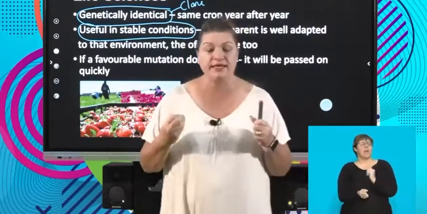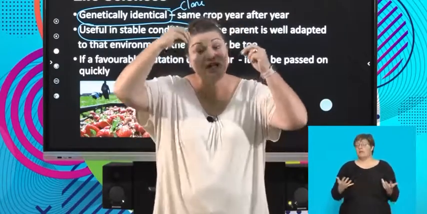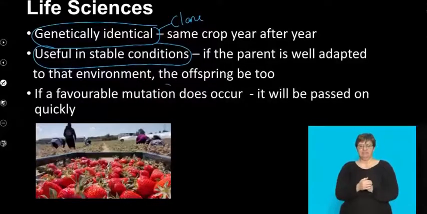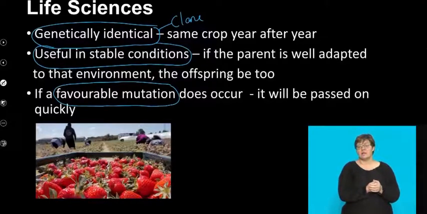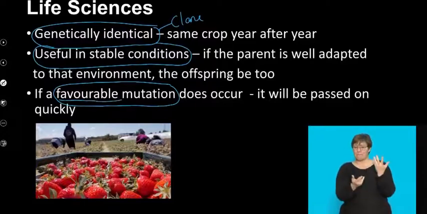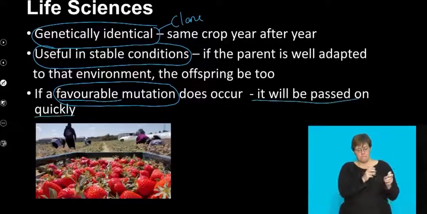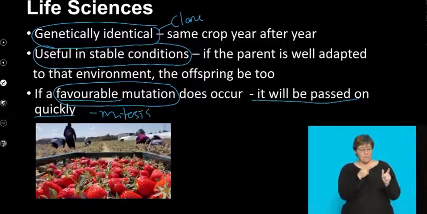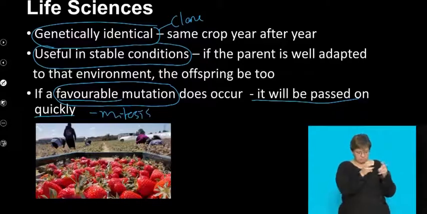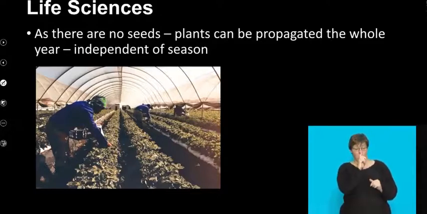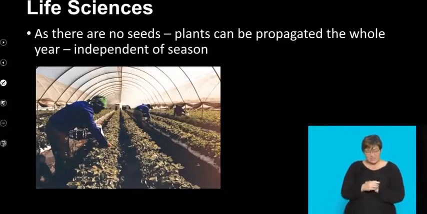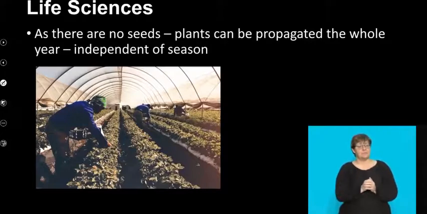So what happens here is that if a change does occur, and this word here is a favorable mutation, if maybe by some chance during mitosis something goes wrong, but it's a good something, that mutation is going to be passed on very quickly. Because why? The process of mitosis is going to start making identical copies with that really good trait. But that is going to lead us to something else when we look at our disadvantages.